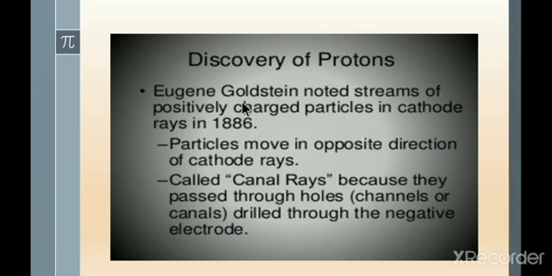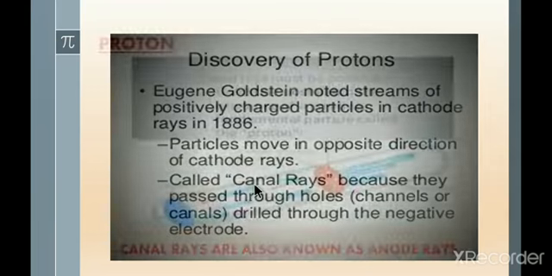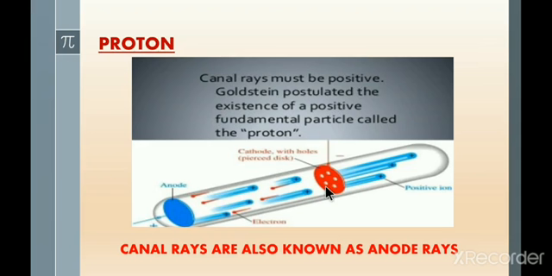Then another scientist, E. Goldstein, discovered protons. He took a perforated, means having holes, cathode through which canal rays, that is positively charged rays which consist of protons, move in the form of canals, and these canal rays are also known as anode rays. And he discovered the existence of a positive fundamental particle called the proton. Students, E. Goldstein identified the proton.